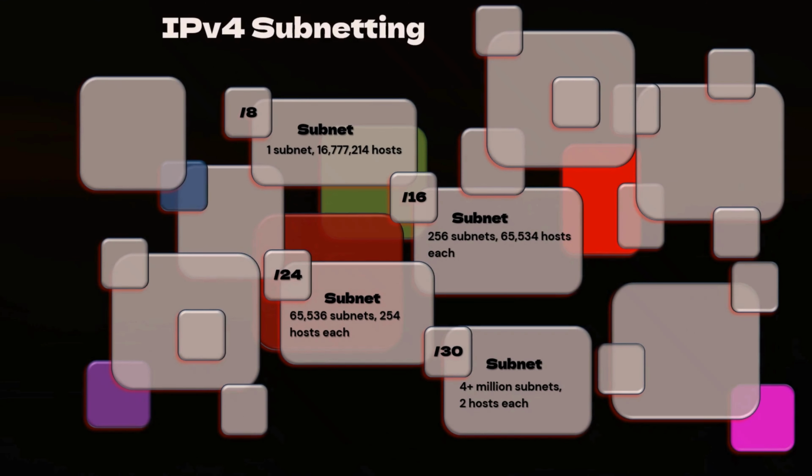With a /8 subnet mask, you get one subnet with over 16 million hosts. With a /16 subnet mask, you get 256 subnets and about 65,534 hosts per subnet. With a /24 subnet mask, you get 65,536 subnets, each having 256 hosts. At the smallest, a /30 subnet gives you over 4 million subnets, but only 2 hosts per subnet.